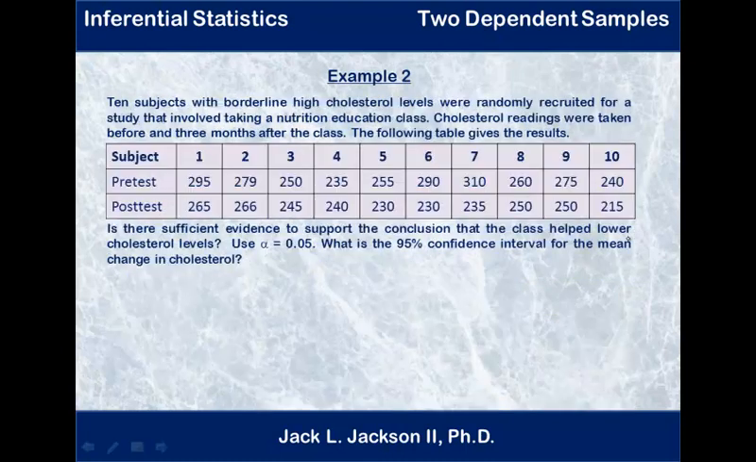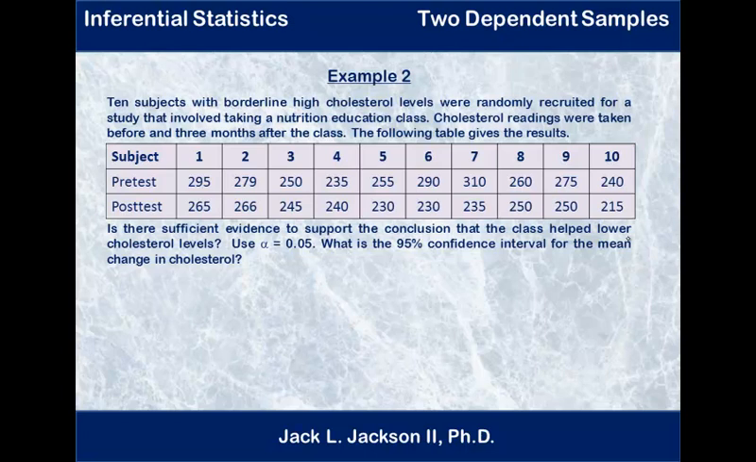Let's do another example like this. Ten subjects with borderline high cholesterol levels were randomly recruited for a study that involved taking a nutrition education class. Cholesterol readings were taken right before the class and then 3 months after the class. And we're going to see if that's made any difference. The following table gives the results. So we have subjects 1 through 10. We have pre-test and post-test data.